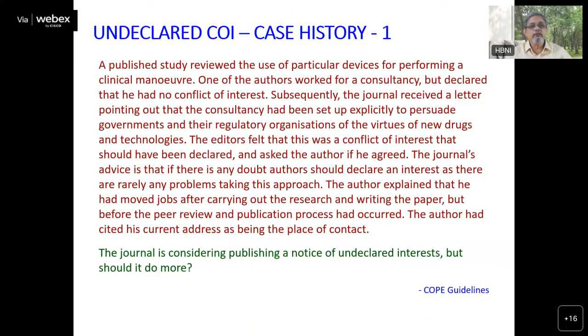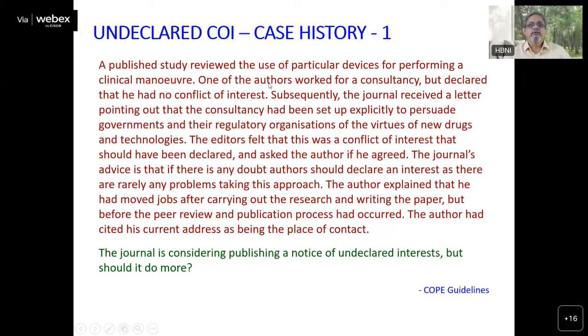So what are these undeclared conflicts of interest? Let's see a particular case history. There was a published study which reviewed the use of certain devices for performing a clinical maneuver. So it was some instrument. It reviewed some instruments which actually did some particular clinical maneuver.